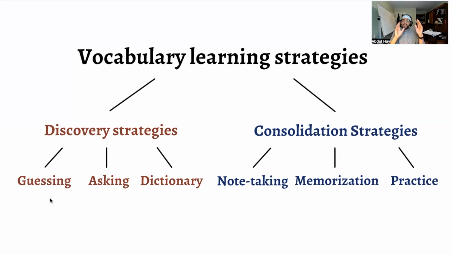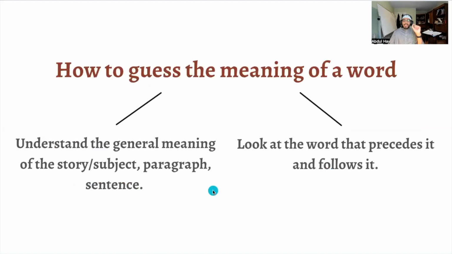So these are discovery strategies. You can always guess, and we're going to explain how to guess. There's always asking, and there's also using the dictionary, and you have to become familiar with using dictionaries. You should always have a dictionary with you as a second language learner. Now, how should you go about guessing a word, right? How do you guess the meaning of a word? Well, there are pretty much two ways to do it.